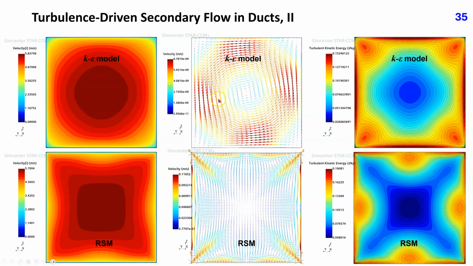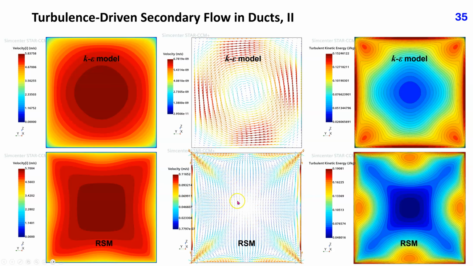This slide shows contours of the streamwise velocity component, secondary velocity vectors, and contours of turbulent kinetic energy in the duct cross-section, computed using the k-epsilon model in the upper plots and the Reynolds stress model in the lower plots. The secondary velocity vectors computed with the k-epsilon model have no real meaning. They are at the round-off level. The Reynolds stress model correctly predicts secondary velocity vectors pointing along diagonals toward duct corners, thus creating 8 secondary vortices.